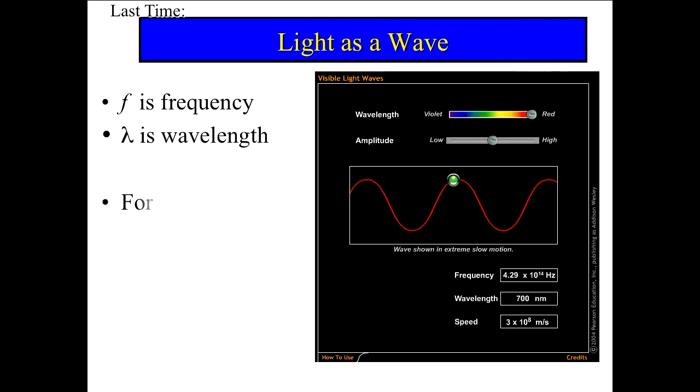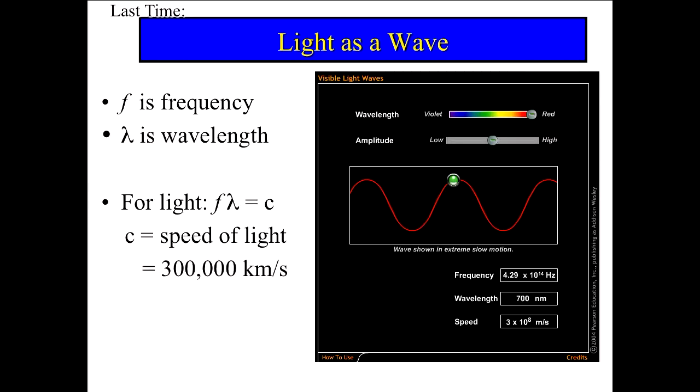The product, if we multiply the wavelength times the frequency, you always get the speed of light for light waves. And that's, by the way, true in general for waves. The frequency times the wavelength is the speed of the wave. And the speed of light is incredibly fast, as you know, 300,000 kilometers per second.